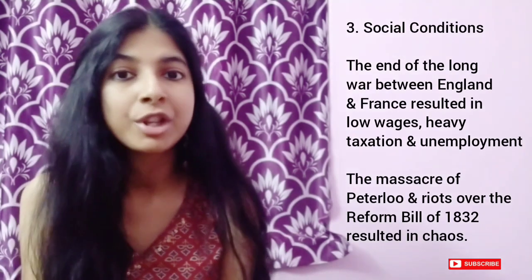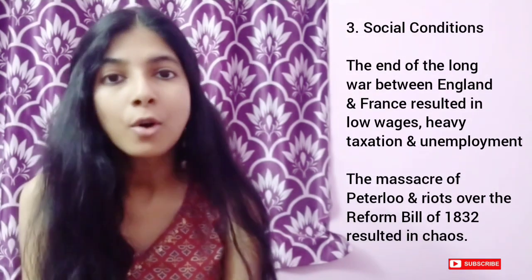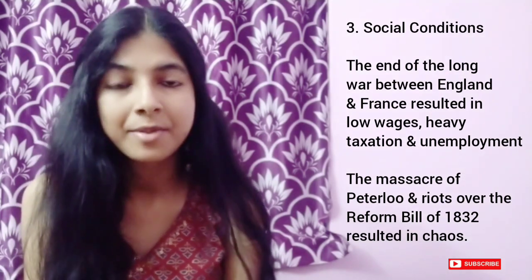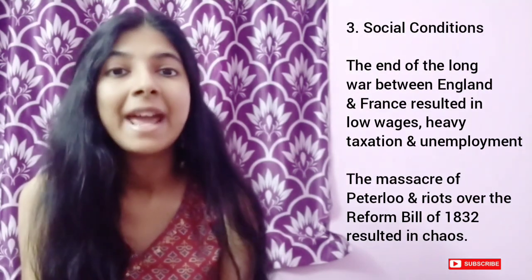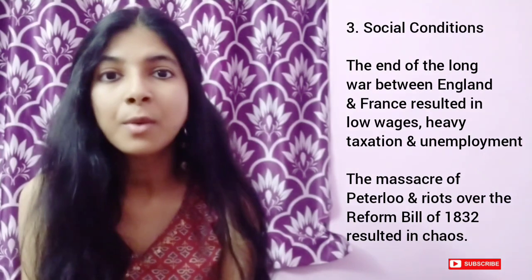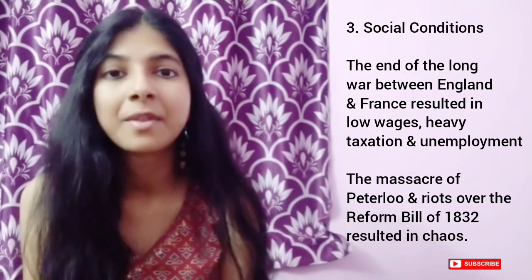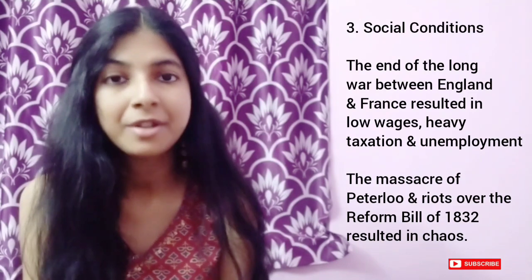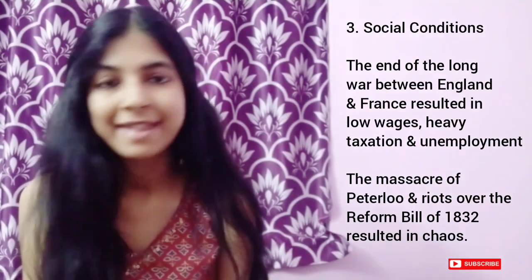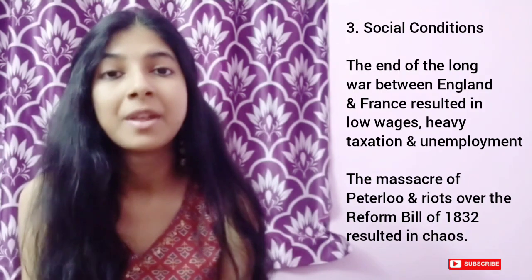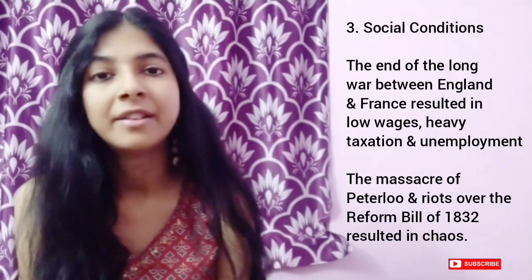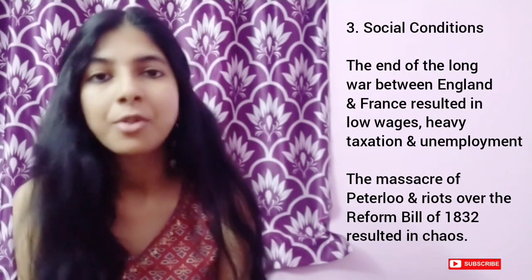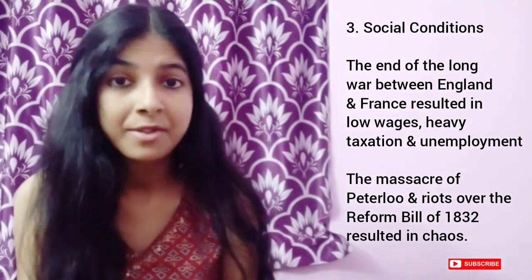Number 3. Social conditions. Now, due to the long war between England and France, what happened is unemployment, low wages, and heavy taxation. So once the war ended between England and France, people were in a really poor condition due to unemployment and heavy taxation. Moreover, there was the massacre of Peterloo and riots over the Reform Bill of 1832 that resulted in a lot of chaos.